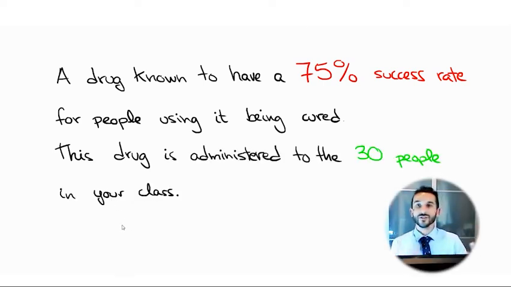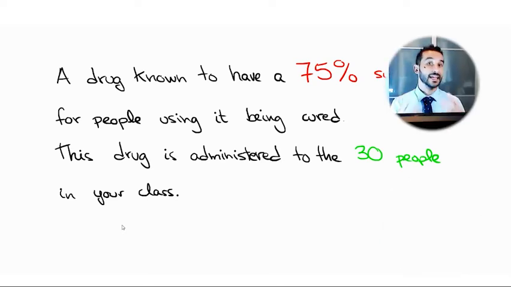So, some natural questions which may arise may be, what is the probability that exactly 5 of you get cured? What is the probability that between 5 and 15 of you get cured? These are the kind of questions we can answer using the calculator on a binomial distribution mode.